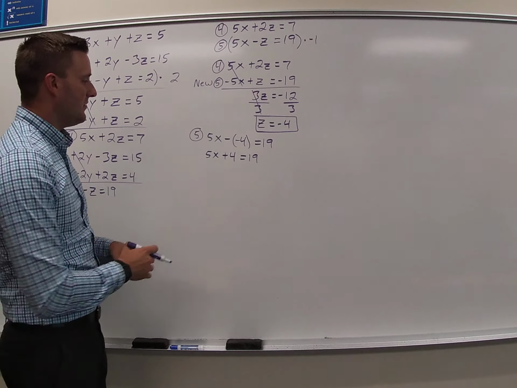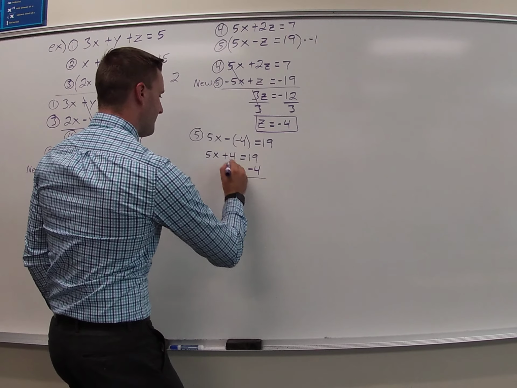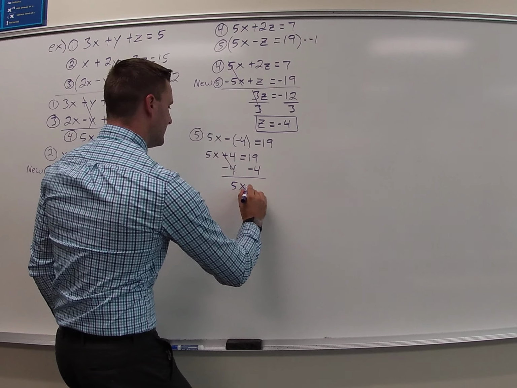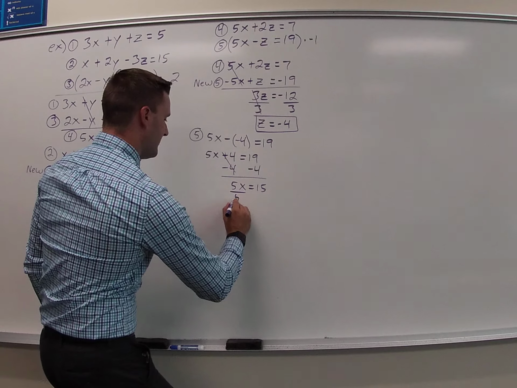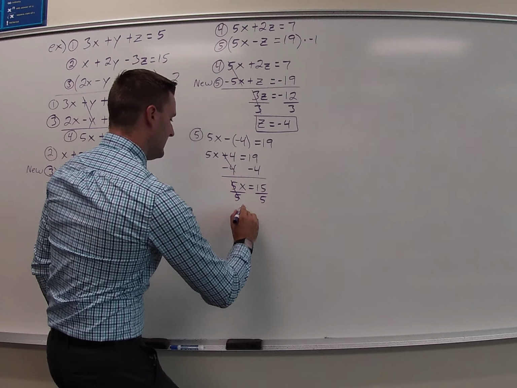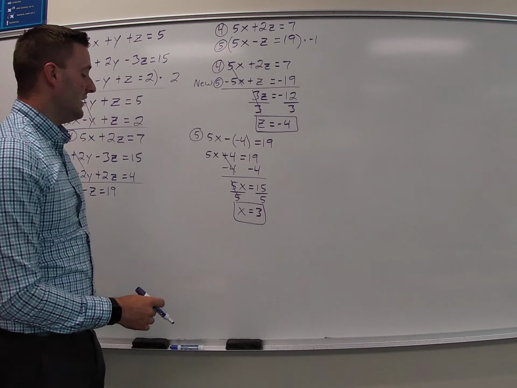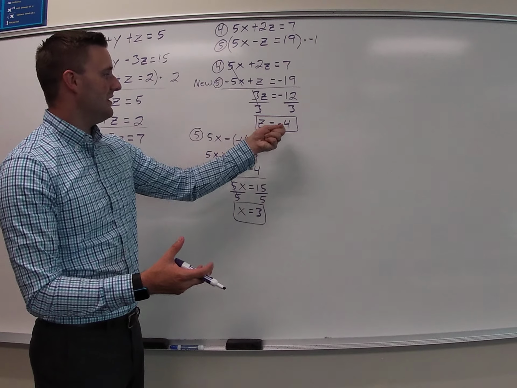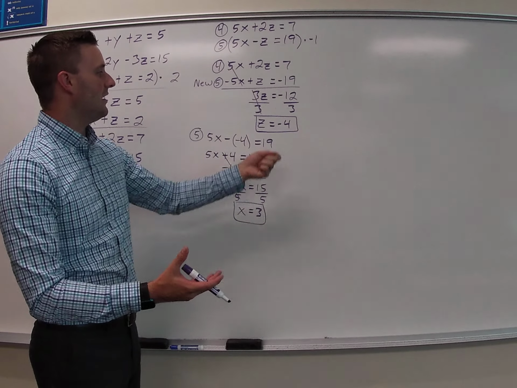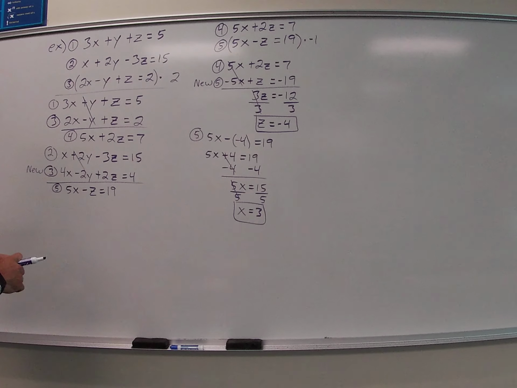Now, to get x by itself, I'm going to subtract 4 from both sides. So subtract 4, and I get 5x equals 15. Finally, after dividing both sides by 5, I get that x equals 3. So now we have x, comma, we're missing the y, comma, z. So 3, comma, something, comma, -4. Let's figure out what our final variable is going to be. Let's figure out what y equals.